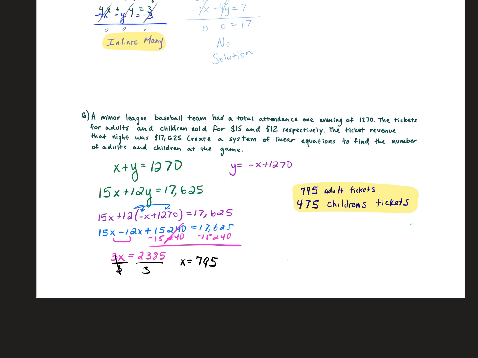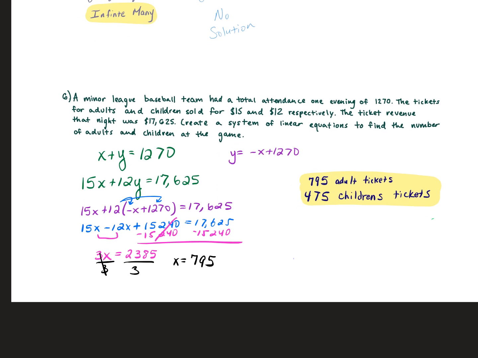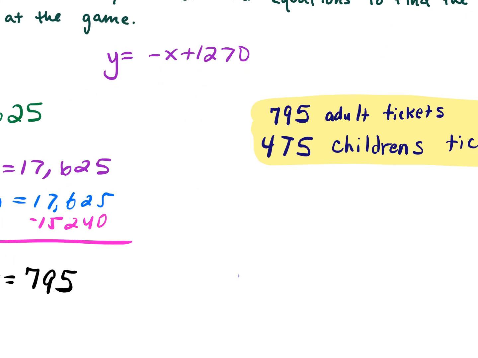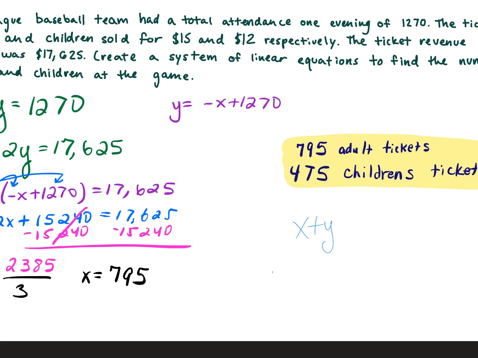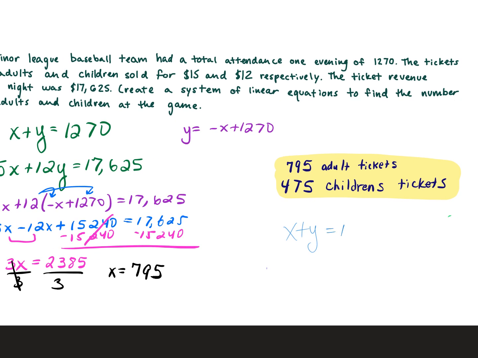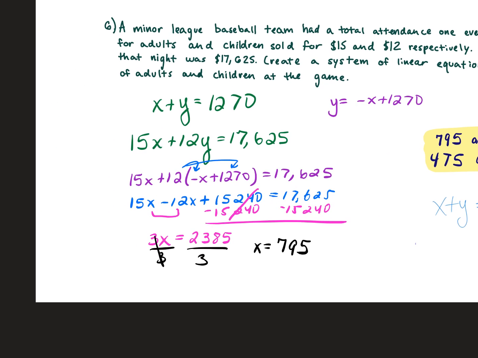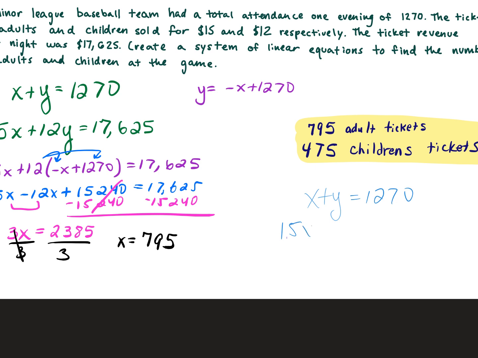Another thing I want to bring to your attention, all right? Some of you like substitution more than you like elimination. That is fine. I did this problem using substitution. I would never do that in real life. I would solve this problem and I would say x plus y equals 1270. And then 15x plus 12y equals 17,625. And I would just multiply the top by negative 15.